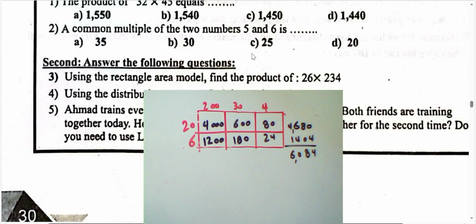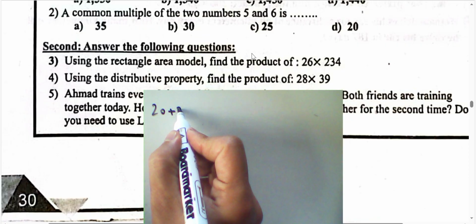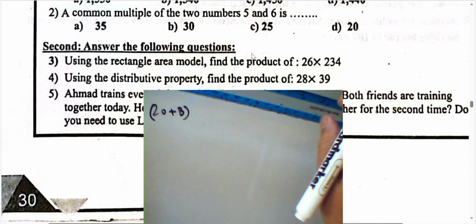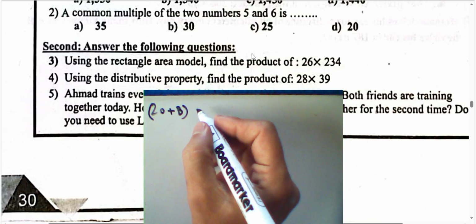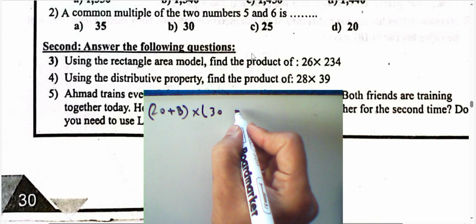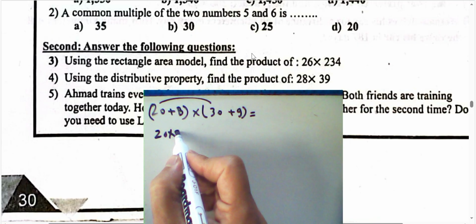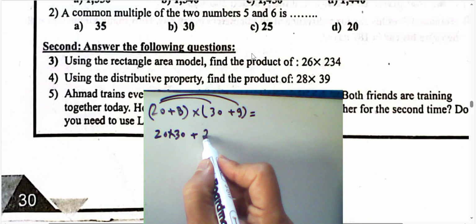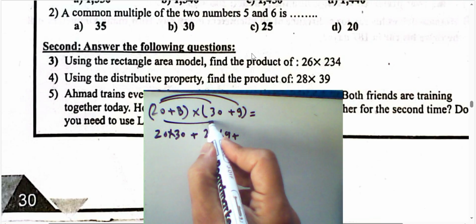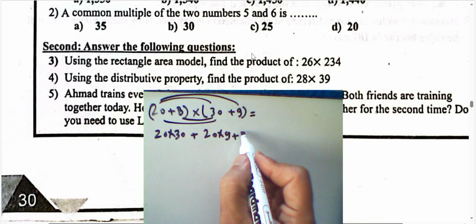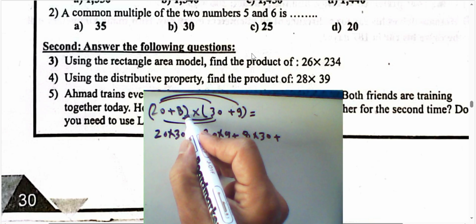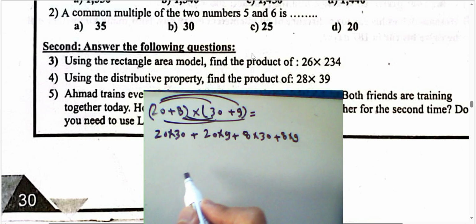Next question number 4, using distributive properties to find the result. 28 times 39. You must use distributive properties. 28 is equivalent to 20 plus 8. You can put brackets. Use distributive properties here. Multiply by 39, 30 plus 9. And then 20 times 30, first step. And 20 times 9. And then you must start with 8. 8 times 30. And then 8 times 9.